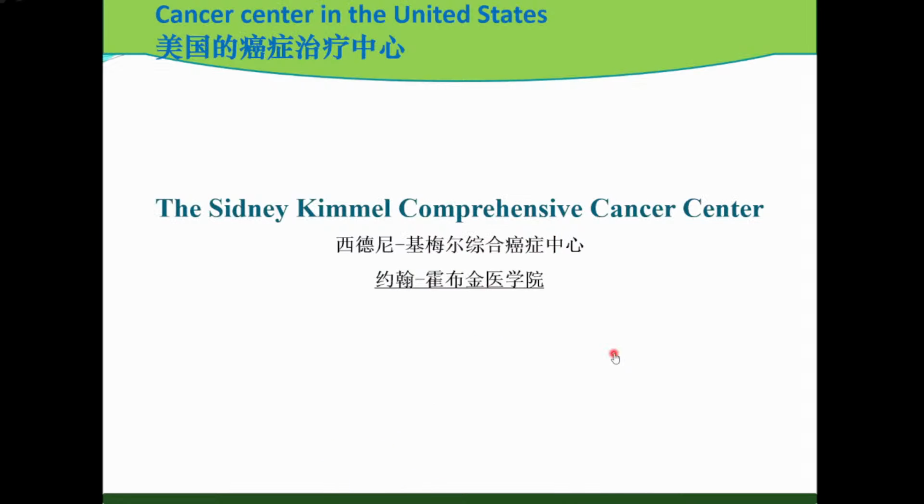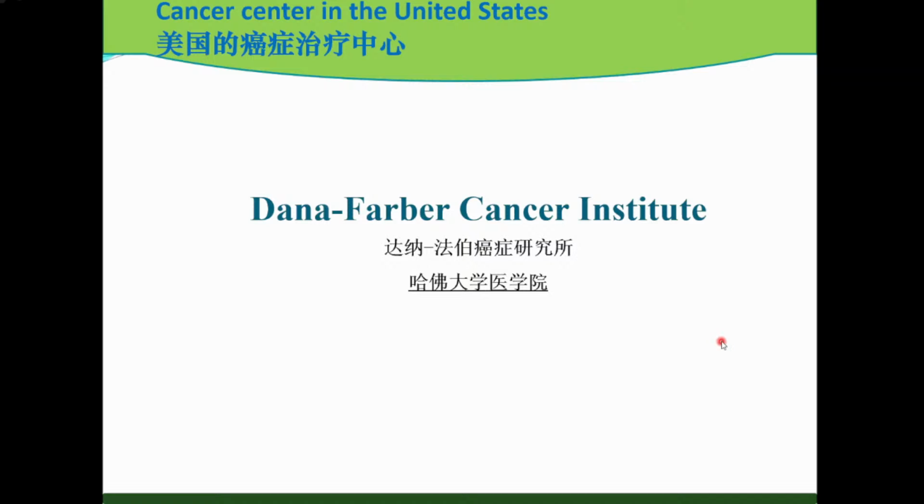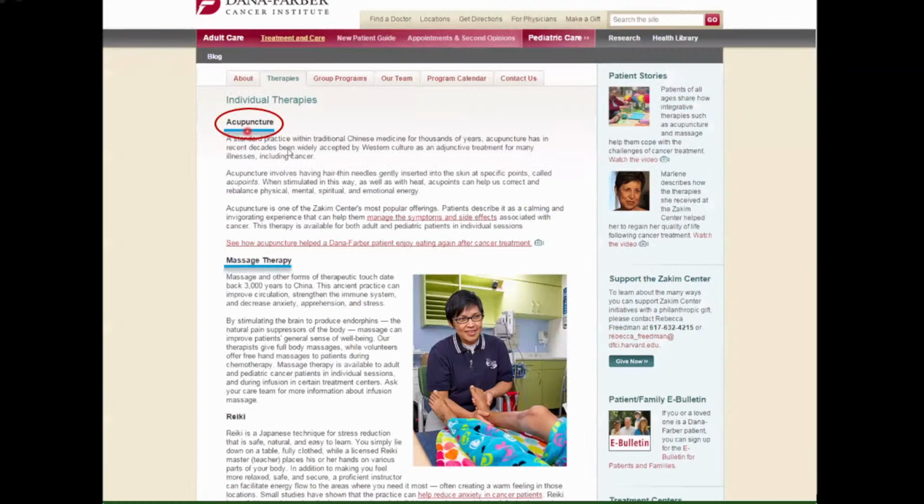Then look at Johns Hopkins in Baltimore, they also provide the same service. Not only acupuncture, they also provide Chinese medicine, acupuncture and Chinese medicine, in the cancer center. And even more, Harvard Medical School's Dana-Farber Cancer Institute also provides acupuncture as a top one of their services. So all the cancer centers in the United States, particularly the well-known ones, all provide it. So you can see acupuncture, we call it accessibility, is available at different hospitals for the patient.